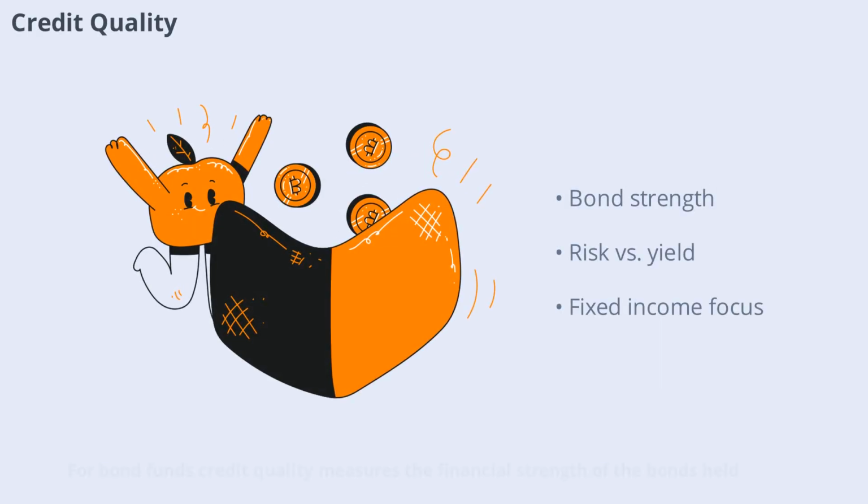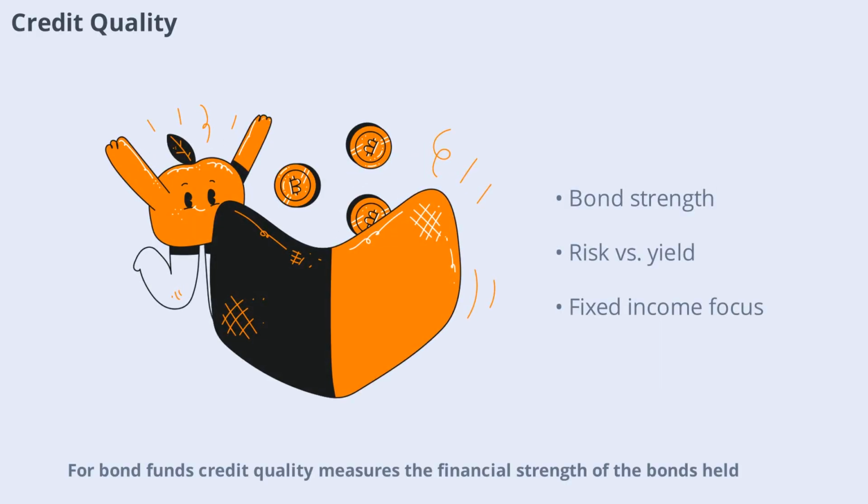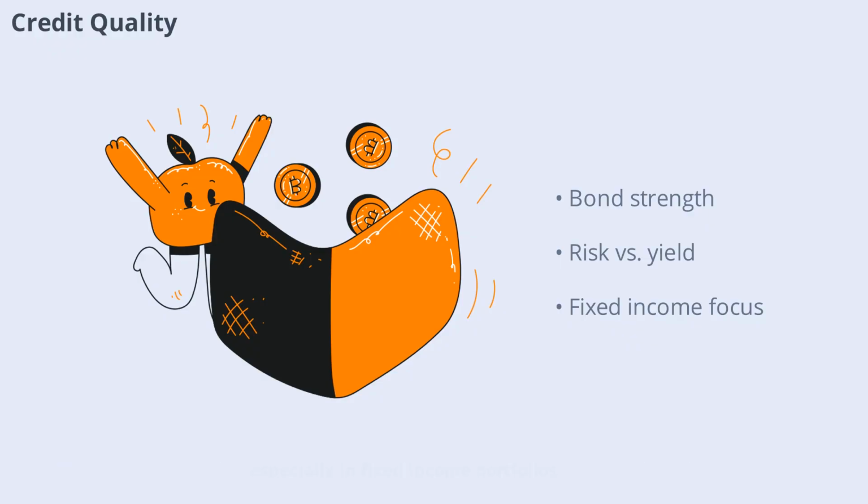For bond funds, credit quality measures the financial strength of the bonds held. Higher credit quality means lower risk of default, while lower quality can offer higher yields but more risk. Understanding credit quality helps you balance income needs with risk tolerance, especially in fixed income portfolios.